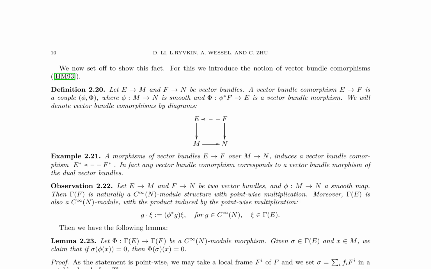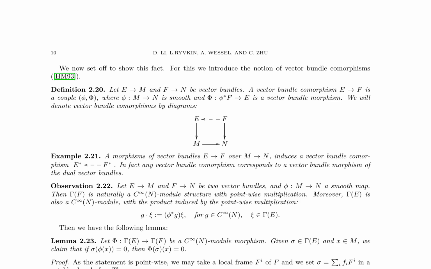They define the notion of a C infinity n module structure on the space of sections of a vector bundle and establish a lemma stating that if a section of a vector bundle vanishes at a point, its image under a C infinity n module morphism also vanishes at that point. This lemma is used to prove a corollary establishing a one-to-one correspondence between C infinity n module morphisms and comorphisms of vector bundles.